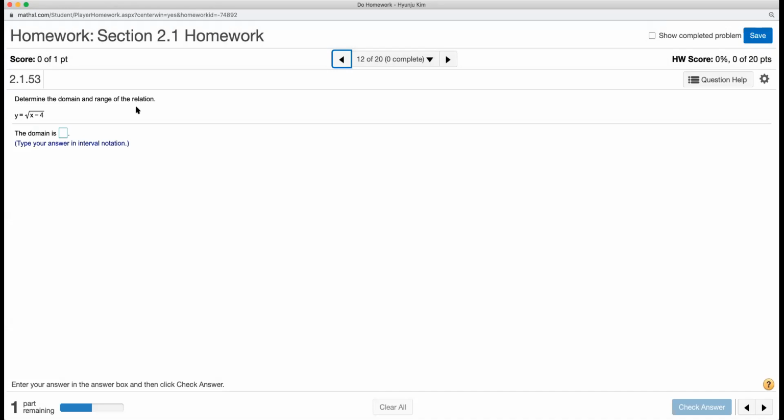See, determine the domain and range of the relation. So actually, that relation between y and x is a function, because y is determined by x, and the graph of this function passes the vertical line test. So anyway, domain must be what? Closing number 4 to infinity. Otherwise, x minus 4 is going to be a negative number. So for x minus 4 to be greater than or equal to 0, x must be greater than or equal to 4. So closing number 4 to infinity, that's going to be the answer. Okay, so now, let's see.